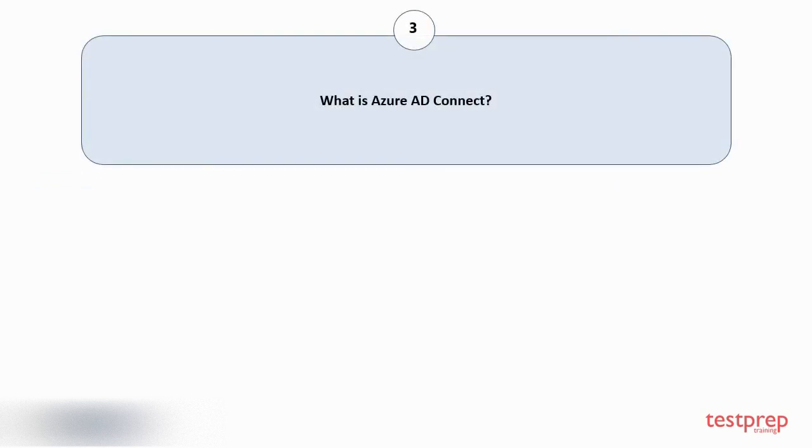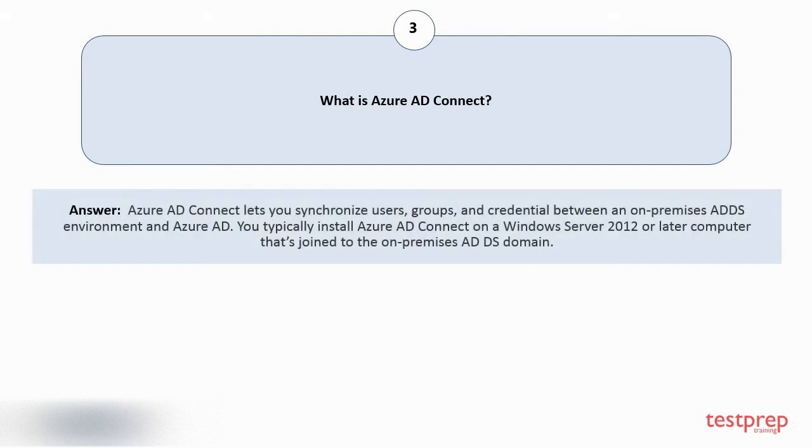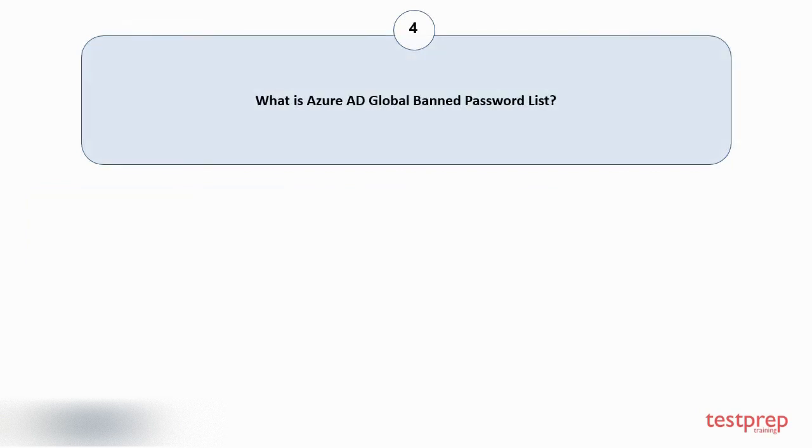Question number 3, what is Azure AD Connect? Your answer is: Azure AD Connect lets you synchronize users, groups, and credentials between an on-premises ADDS environment and Azure AD. You typically install Azure AD Connect on a Windows Server 2012 or later computer that's joined to the on-premises ADDS domain. Question number 4, what is Azure AD Global Banned Password List?